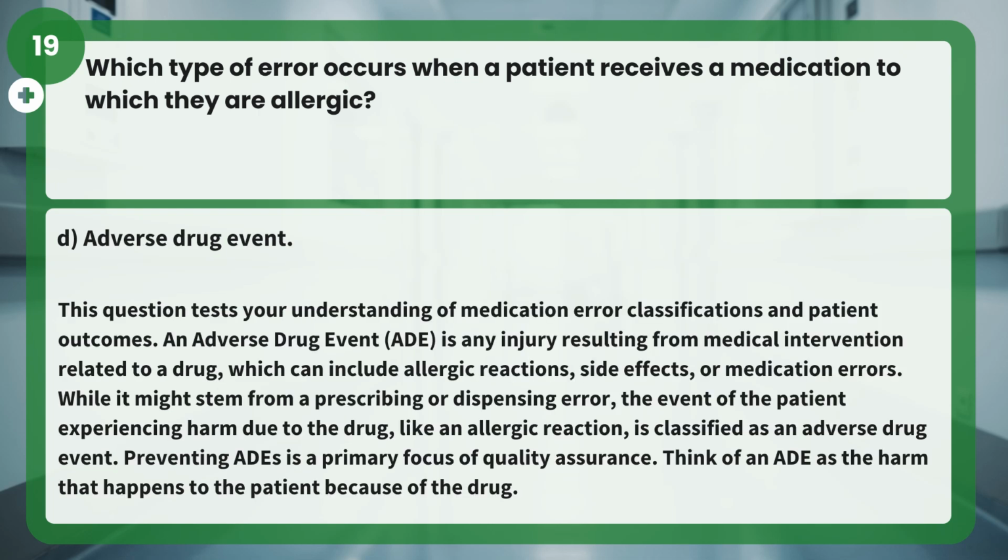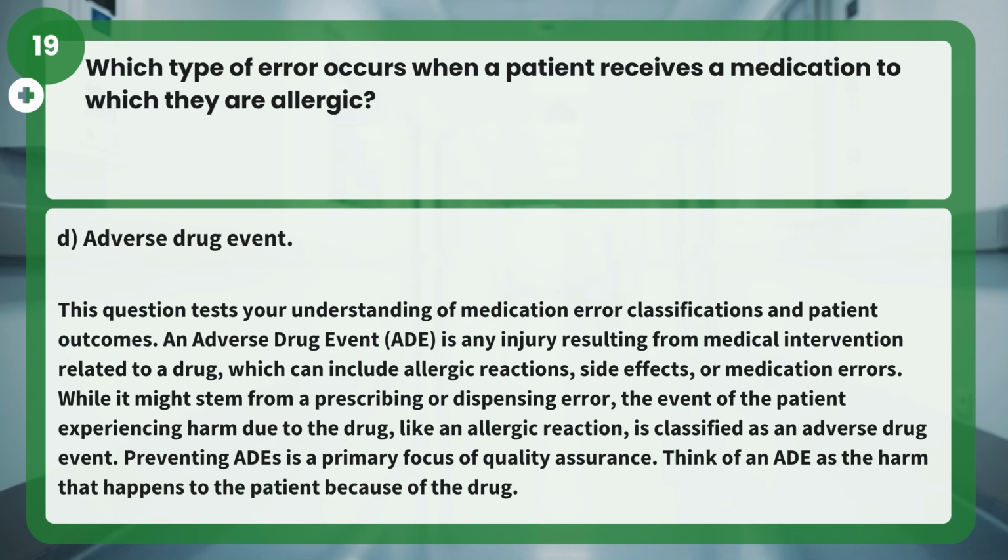Answer D. Adverse drug event. This question tests your understanding of medication error classifications and patient outcomes. An adverse drug event, ADE, is any injury resulting from medical intervention related to a drug, which can include allergic reactions, side effects, or medication errors. While it might stem from a prescribing or dispensing error, the event of the patient experiencing harm due to the drug, like an allergic reaction, is classified as an adverse drug event.